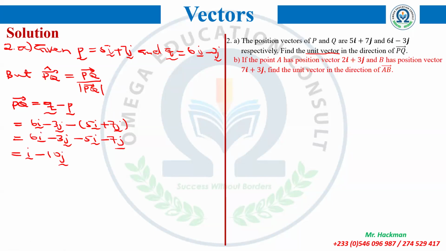Yes, please. So now that you know the vector PQ, we'll need its magnitude as well. So this implies that the magnitude of PQ will be equal to the root of 1 squared plus minus 10 squared. Be careful. So we are going to get root of 1 squared, which is 1, plus 10 squared, which is 100. So we are going to get root of 101. Is that clear?